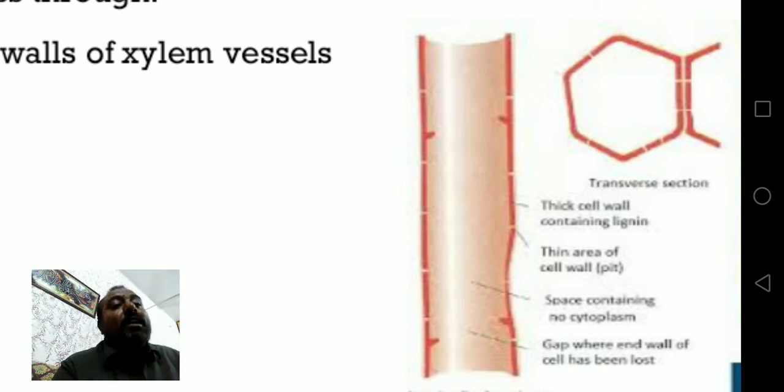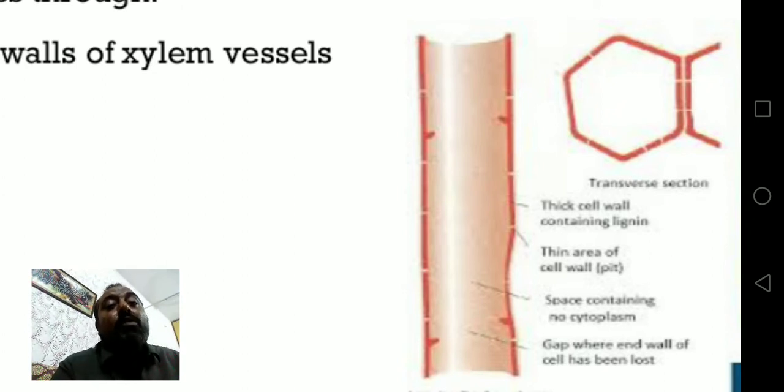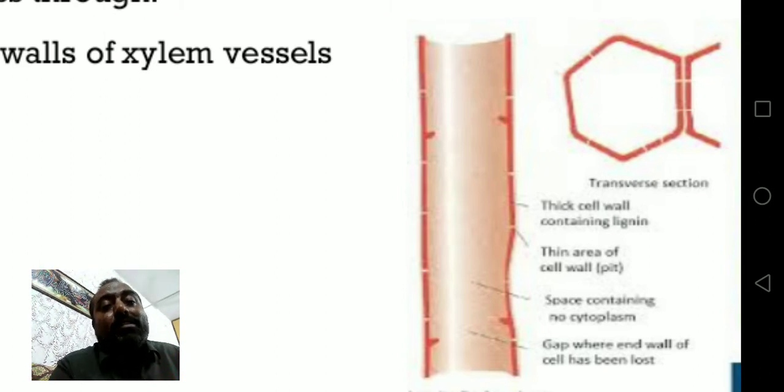I repeat, I have told you 2 adaptations. Number 1, hollow lumen, because the cell is just consisting of cell wall, and inside the cell wall all other structures including cell membrane, protoplasm, nucleus, and all other organelles are absent, which means that lumen is totally hollow. So this is the adaptation number 1. Adaptation number 2 is the cross walls or end walls are absent. Now these 2 adaptations have common significance or common advantage, and the advantage is to facilitate uninterrupted flow of water and minerals from roots to leaves.